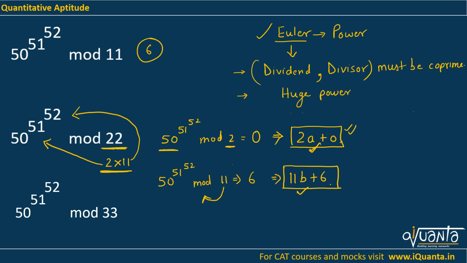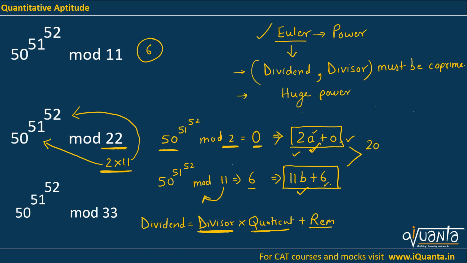Now from where am I getting this equation? I hope you are familiar with the very old equation, which is dividend equal to divisor into quotient plus remainder. So that is what I have done over here. The divisor was 2, so I have written 2. The quotient will be a, so I have written a over here. The remainder was coming 0 in this case, so I have written 0. Similarly for mod 11, the remainder was coming 6, so it is 6 over here. We were dividing by 11, so divisor will be 11 and quotient will be any number which I have taken as b. So now after this you have to equate these two equations. 2a plus 0 will be equal to 11b plus 6.